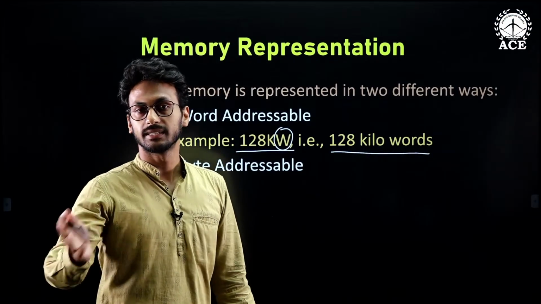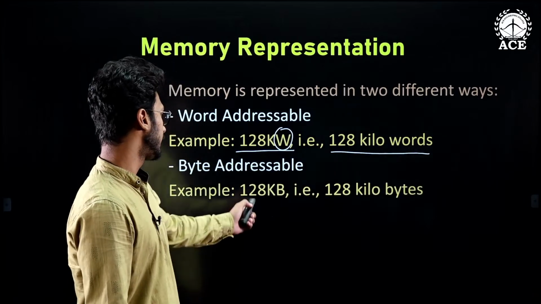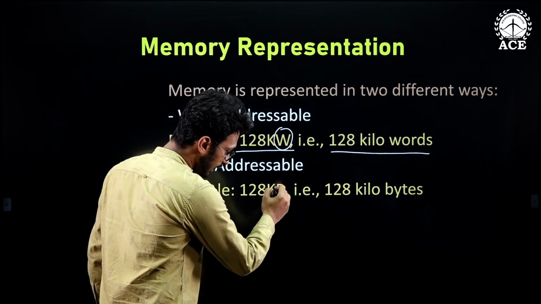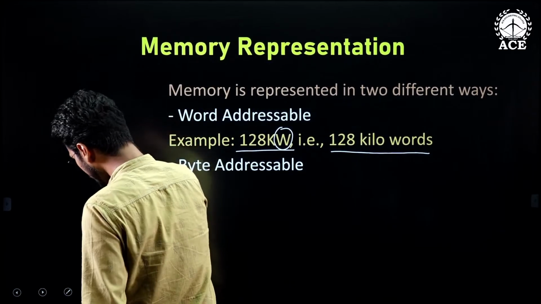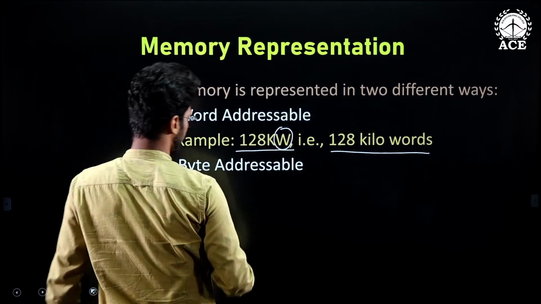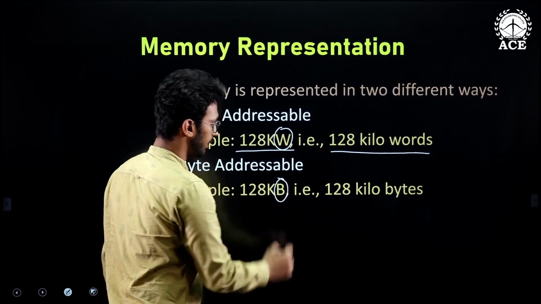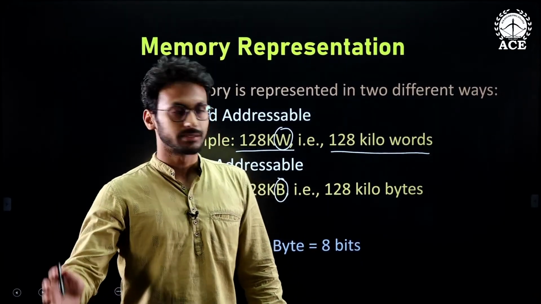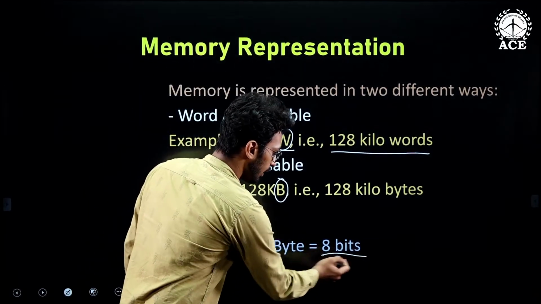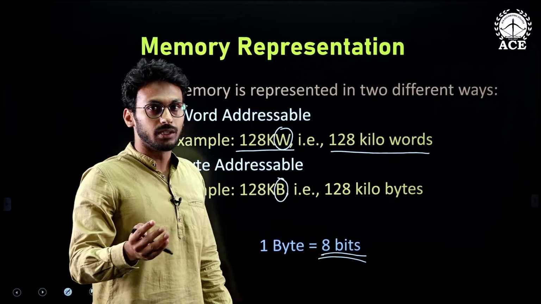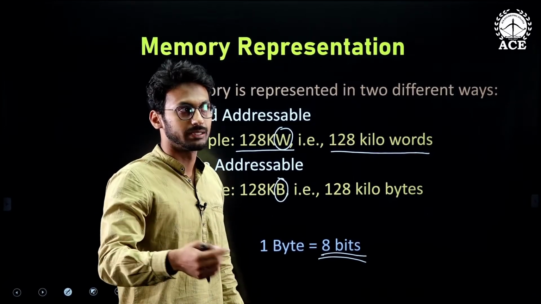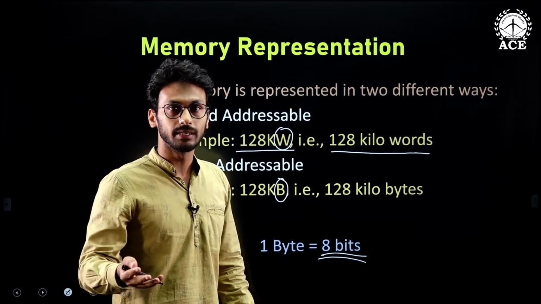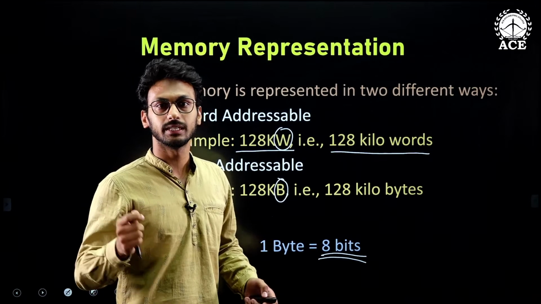Next one, byte addressable memory. For example, 128 kilobytes. I have mentioned it, just see here. It is ending with capital B, bytes. Let me just turn on that ink. 128 kilobytes. Fine. So 1 byte is equal to 8 bits. Now, if the memory is word addressable, 1 word equals how much? That should be stated in the question, isn't it? Either 1 word equals 1 byte or 2 bytes or 4 bytes, whatsoever it is, it has to be stated in the question.